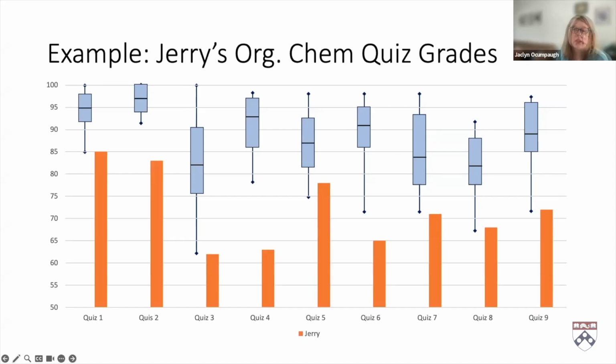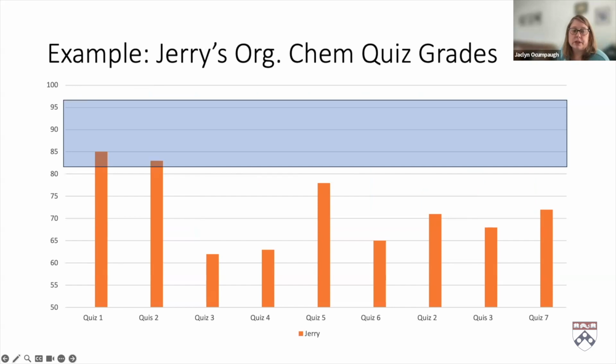with Jerry's scores. So when we compare Jerry's organic chemistry grades to the quiz distribution for the class, where we have both the averages and the standard deviations being given, we can see that in some cases he's more or less within range, and in other cases there's a pretty enormous gap between Jerry's performance and the rest of the class, and that might indicate a higher support need than we would be able to see otherwise if we were just giving the professor information like this, right?